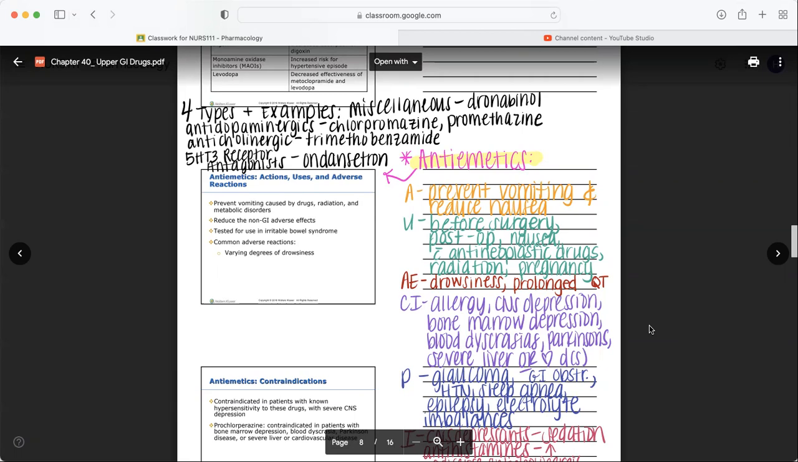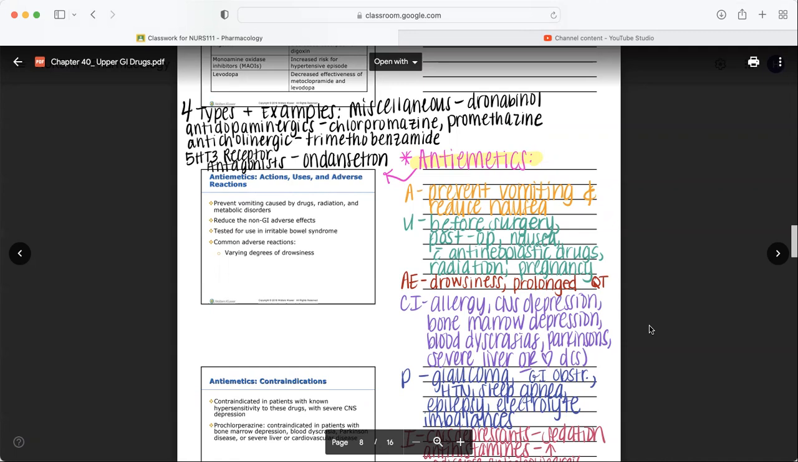5-HT3 receptor antagonists. This is your Zofran, ondansetron. We use these before surgery to prevent nausea, to help with any nausea that's currently existing as well. We use it in post-op recovery. We use it with just general nausea, antineoplastic drug nausea, radiation nausea, or pregnancy-related nausea. Adverse effects include drowsiness and prolonged QT with ondansetron, the Zofran medication. You can have some cardiac arrhythmia with that.